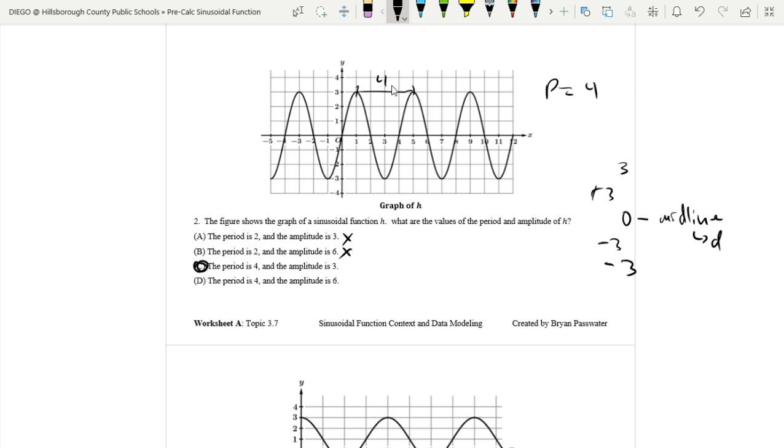By the way, the amplitude can never be negative. Amplitude cannot be negative. It's always going to be positive, okay? The A value is the one that can be negative or positive, okay? But not the amplitude.